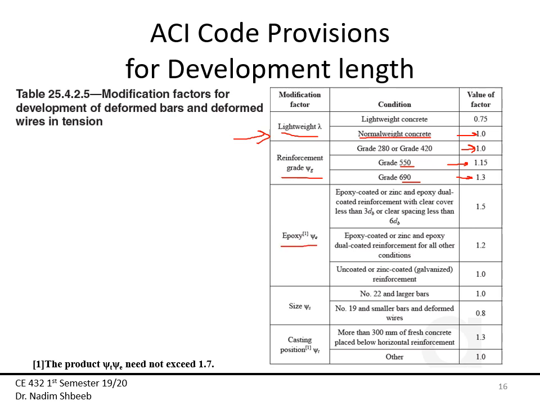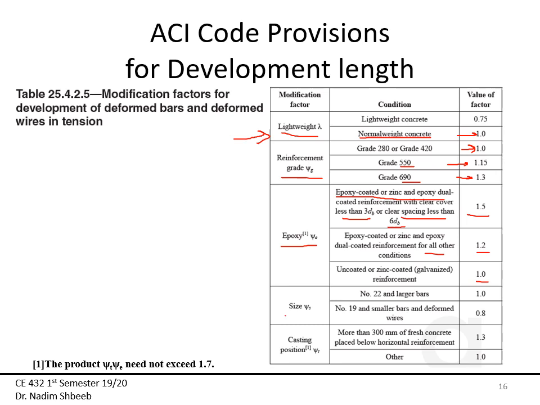Here is my psi-e, which is for epoxy. Now, if I have what we call epoxy or zinc and epoxy dual coated reinforcement with clear cover less than 3 db or clear spacing less than 6 db, then I have to use a factor of 1.5. For all other conditions, I can use 1.2. If I have no coating whatsoever, then this is going to be 1.